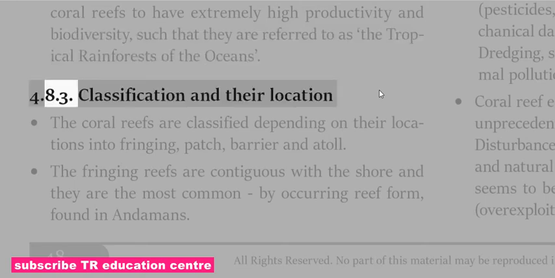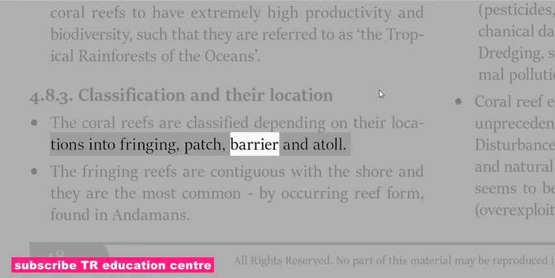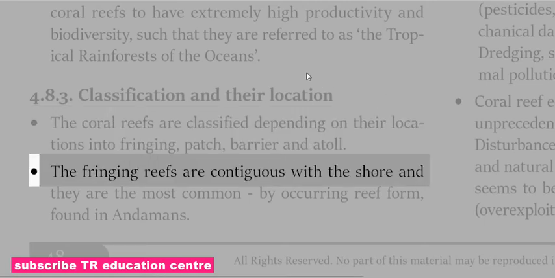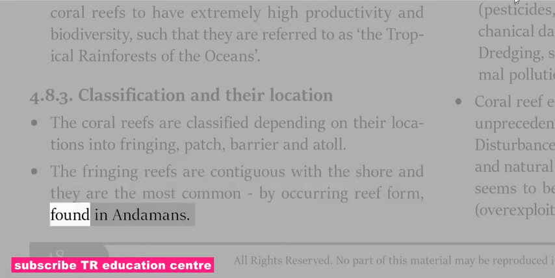Classification and their location. The coral reefs are classified depending on their locations into fringing, patch, barrier and atoll. The fringing reefs are contiguous with the shore and they are the most common reef form, found in Andamans.